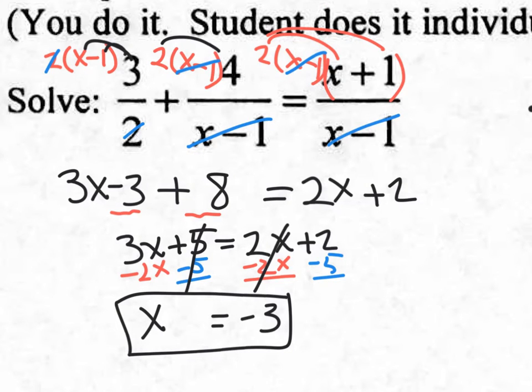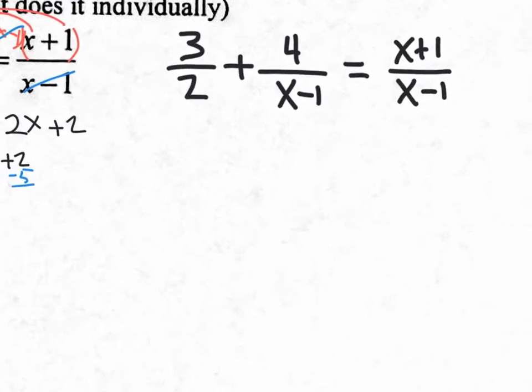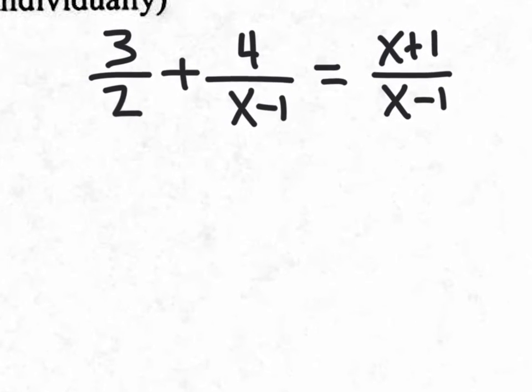So maybe you don't like all of this mess right here of multiplying everything by the LCD. I mean, after all, up here it does look really messy. You maybe want to get rid of one at a time. So here it is. I just rewrote that same problem on the side. Let me get rid of one fraction at a time.